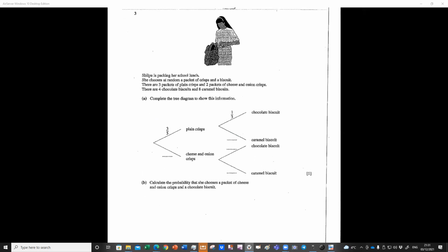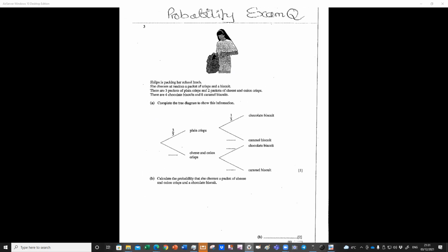So we have Shilpa Shetty from India. She's a Bollywood star. She's back in a school lunch.